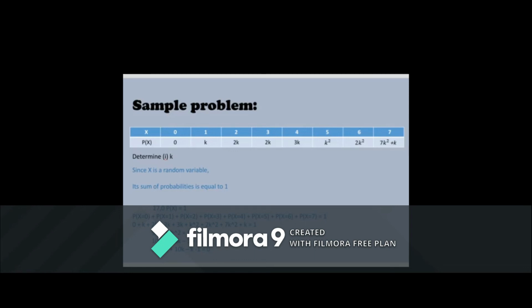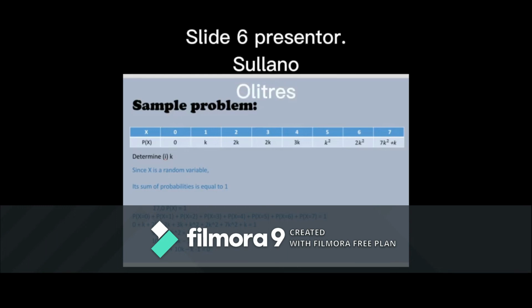So we have now 9k plus 10k squared is equal to 1. Then arrange the terms from the biggest value to the least value and transpose the 1. That's why we have 10k squared plus 9k minus 1 equals 0. And our final answer is 10k squared plus 10k minus k minus 1 is equal to 0.